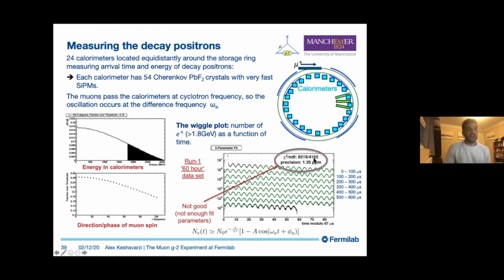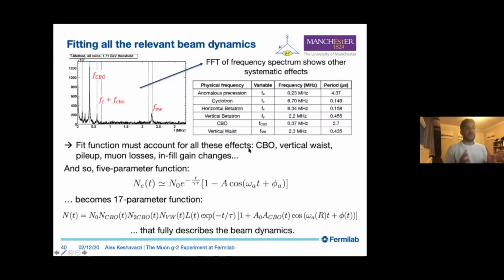But the fit isn't good enough. You can see that the chi-square here is greater than 2, and so there must be something missing from this fit to the data. And the things that are missing are the beam dynamics. We have all these things that we're doing to focus the beam. We have the quadrupoles, we have the kick, and the beam sloshing all over the place. And so we're not just measuring the spin precession frequency, we're measuring all those effects at the same time.